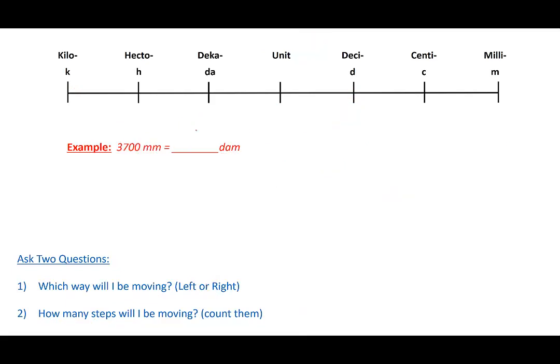All right, next one. We're still on meters. So the unit here is meters. We're starting at milli in this case. We're starting over here, and we're going to go to deca, which is over here. So which way will I be moving? I will be moving left in this instance. And how many steps? I will be moving 1, 2, 3, 4 steps to the left.